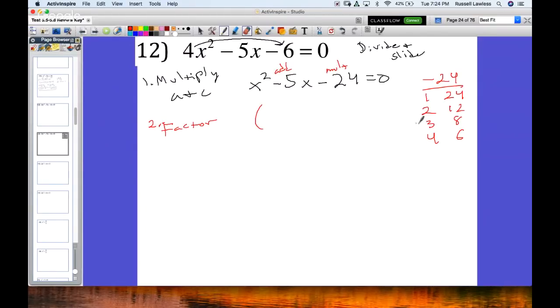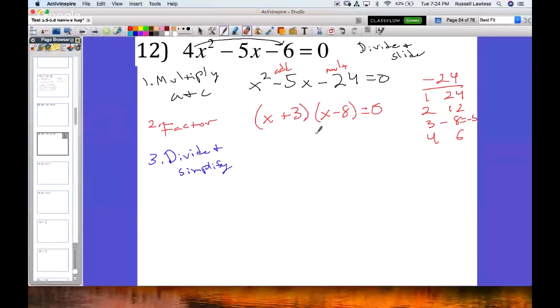Well, I think 3 and 8 will work. If 8 was negative, that would give me a negative 5. So that means when I factor, I'll get x plus 3 times x minus 8 equals 0. Now, are we done? No. Remember, this is a different method, divide and slide. So what we now need to do is divide and simplify.